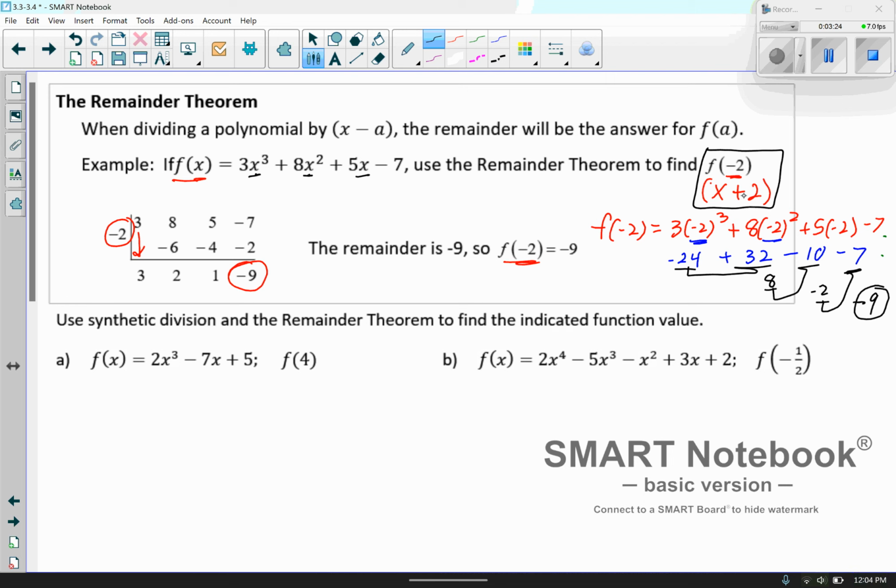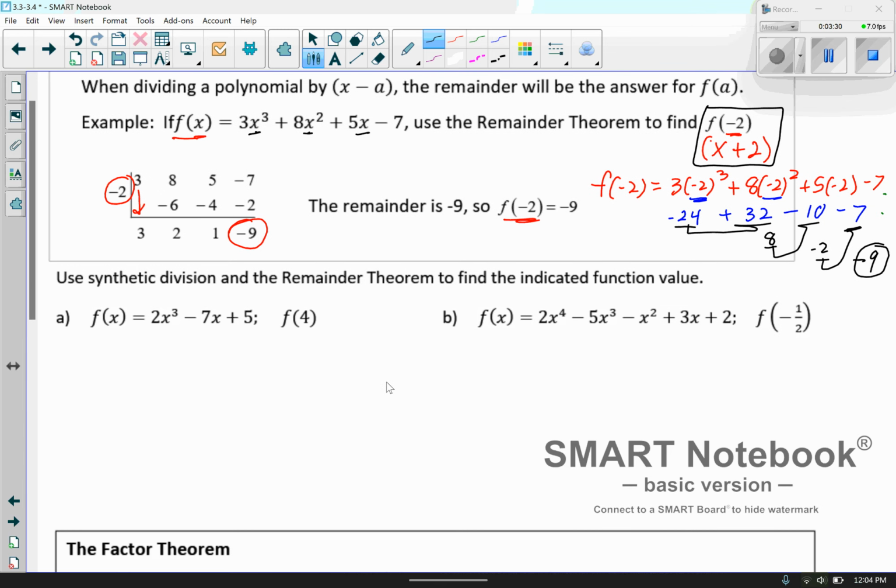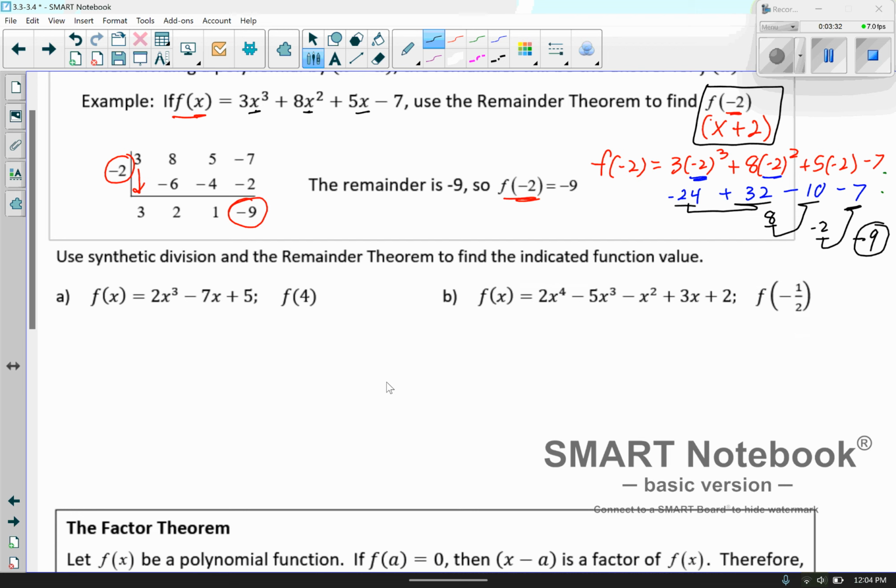Once again, this is more about getting practice using the synthetic division process. If you look here, it says use synthetic division and the remainder theorem to find the indicated function value. Technically you could just plug 4 in for x, but what we're going to do is use synthetic division.